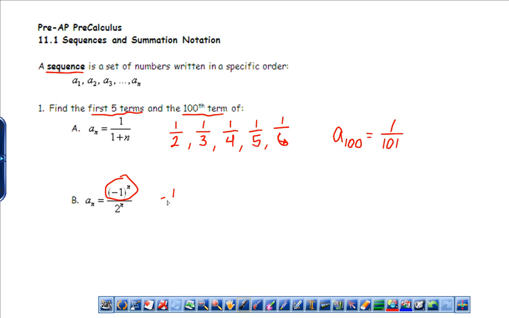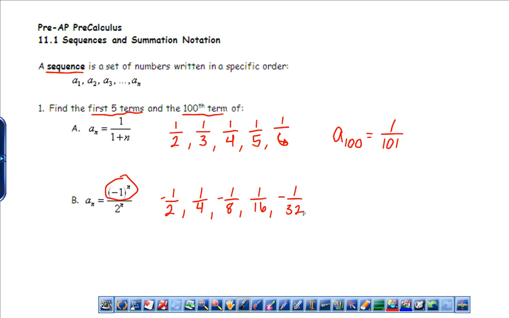So I do -1 to the 1 power over 2 to the 1 power, which is negative 1/2. Okay, so now we plug in a 2. -1 squared would be +1 over 2 squared, which would be 4. So we can see that we're doubling the denominator. So the next term is going to be an 8 or 2 cubed, and it's going to be negative, and it alternates in every other term. So hopefully you're kind of predicting what the next term is, and it said we had to find 5.